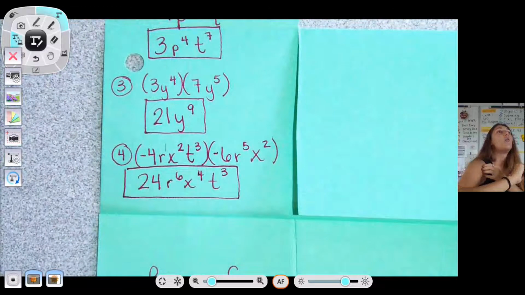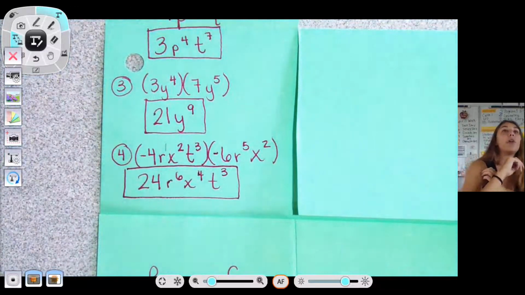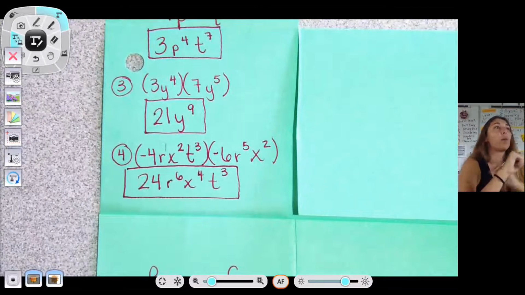Okay. We have one other flap. Focus. We have one other flap of our foldable that we need to do today. Once we finish this flap, we're done for the day, okay?